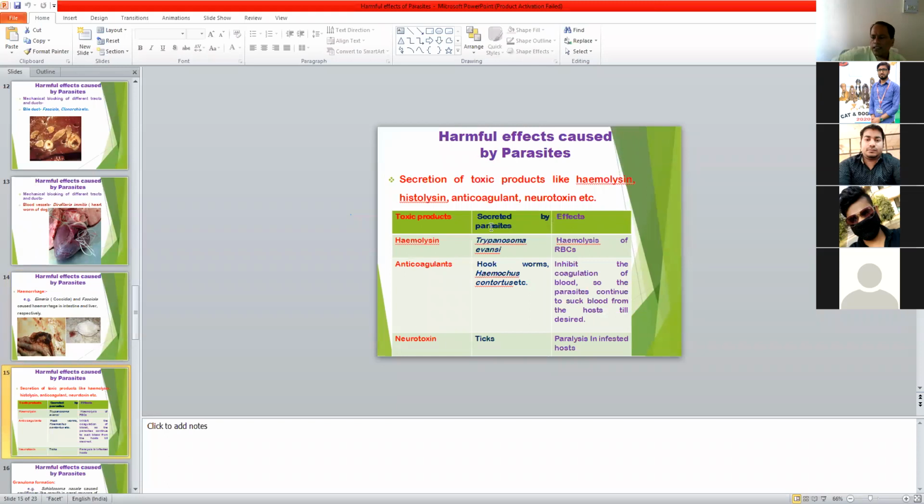Then some of the parasites release toxic products like hemolysin, anticoagulant, and neurotoxins, which result in various types of symptoms in the host. Like hemolysin, released by Trypanosoma vivax. It is a toxic product. Hemolysin causes hemolysis of the RBC and ultimately leads to loss of RBC, meaning anemia, in the Trypanosoma vivax infected host.